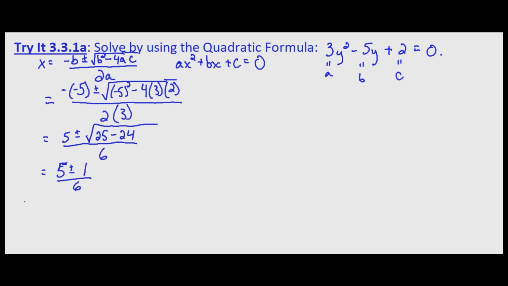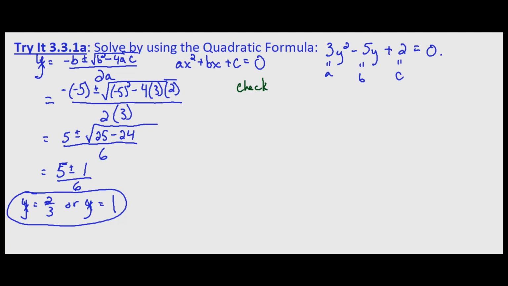All over 6. So x equals 5 minus 1 over 6, which is going to be 4/6 or 2/3, or x equals 5 plus 1 divided by 6, which is 6 divided by 6, which equals 1. And yeah, sorry, our variable in our equation is y. So this should be y equals, not x equals. I wrote down the quadratic formula using x, but in our equation, it's y.